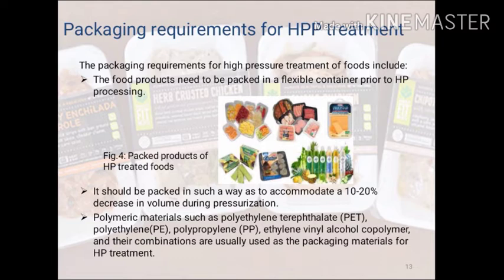For high pressure processing, the polymeric materials such as polyethylene terephthalate, polyethylene, polypropylene, ethylene vinyl alcohol copolymer and their combinations are usually used as the packaging materials. Here figure 4 shows the packed products of some of the high pressure treated food products.